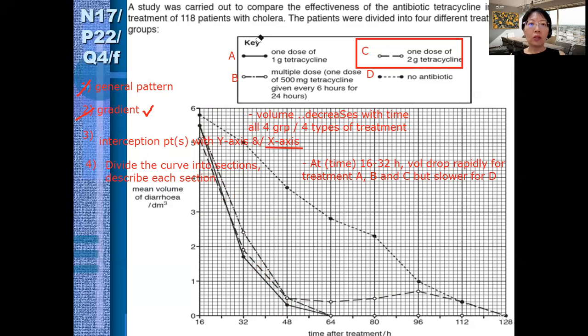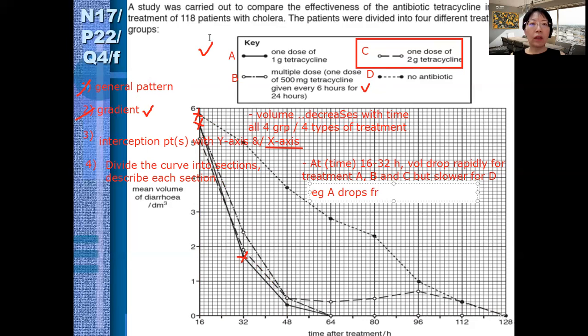So how to quote the figures? I can choose, for example, this solid line here, which is treatment A, and compare it with this dotted line, which is treatment D. Then I can quote the figures very accurately. So for treatment A, I say that at time 16 to 32 hours, the volume dropped rapidly for treatment A, B, C, compared with D.